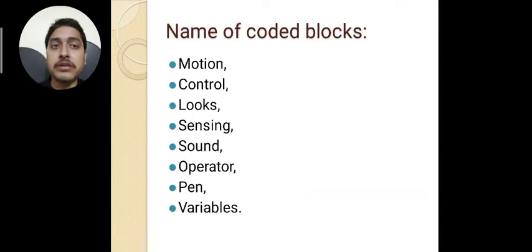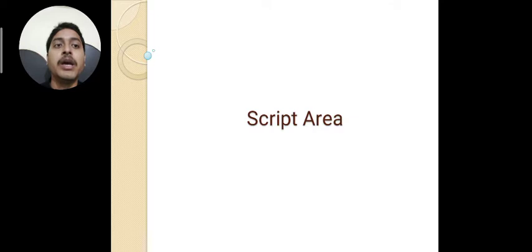Okay. Next, name of the coded blocks. That 8 coded blocks, they are motion blocks, means one block is responsible for motion of the sprite. Okay. Next, control block. Next, looks block, sensing block, sound block, operator block, pen block, and variables block. All these blocks have different codes, different ready to use code blocks, which we can use by just dragging and dropping into the script area. Now, script area.